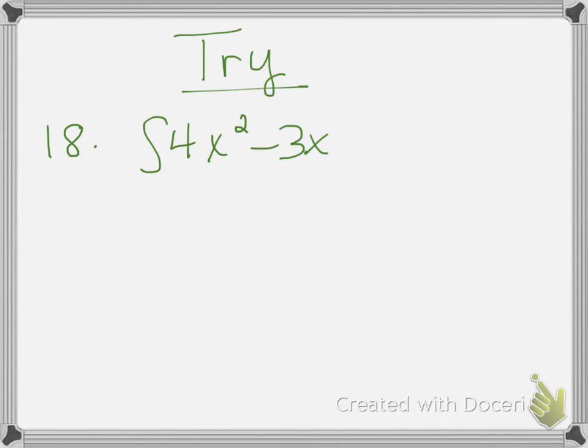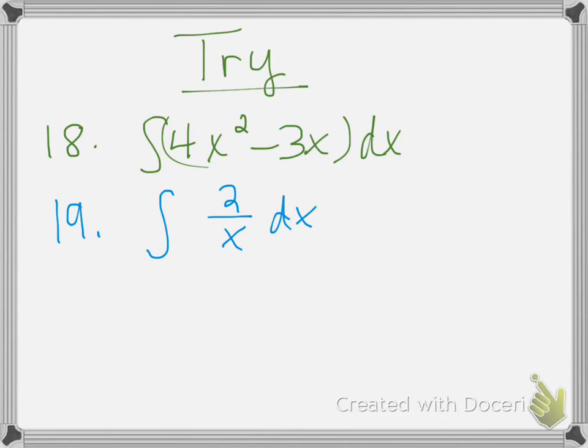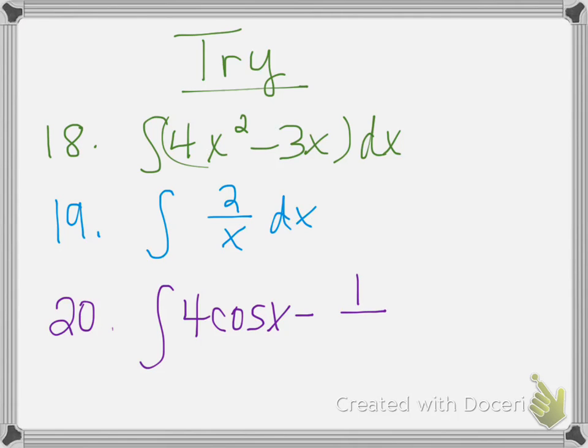Alright, I'm going to leave you with 3 problems that I want you to try and come to school with them worked out as best as you can. So number 18 is 4x squared minus 3x. Just find the antiderivative. Next, 2 over x dx. Find the antiderivative. And the last one is the integral of 4 cosine of x minus 1 over x to the third dx.